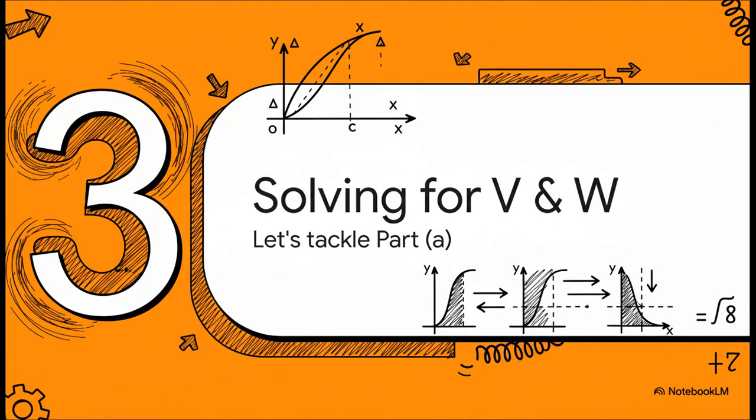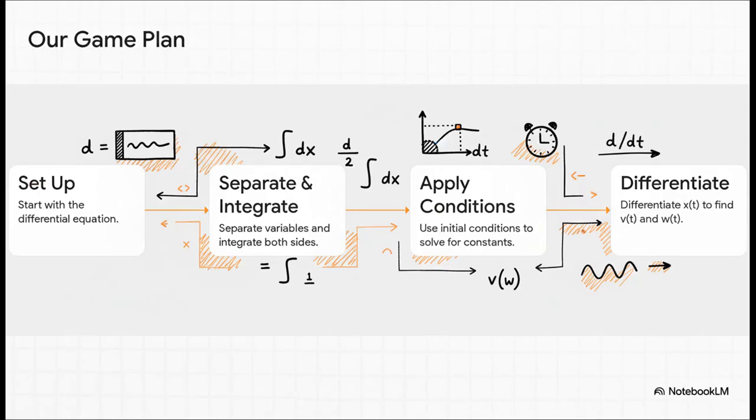It's time to solve the first part of the puzzle, finding the particle's velocity and acceleration as functions of time. So here's the plan of attack for part A. It's actually a really logical flow. We'll start by building an equation using our definition of velocity. Then we'll do a bit of rearranging and integrate. We'll use the initial conditions to nail down our specific solution, which will give us position versus time. And from there, a couple of quick derivatives will give us everything we need.